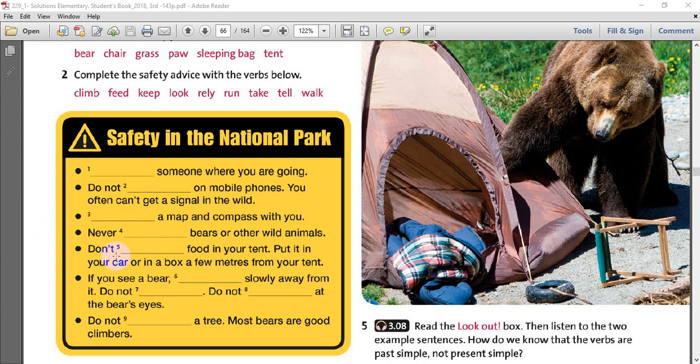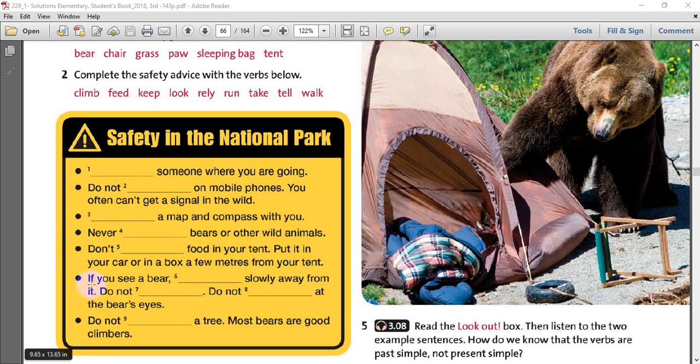Number 5, don't keep food in your tent. لا تحفظ الطعام في خيمتك. Don't keep food in your tent. Put it in your car or in a box a few meters from your tent.